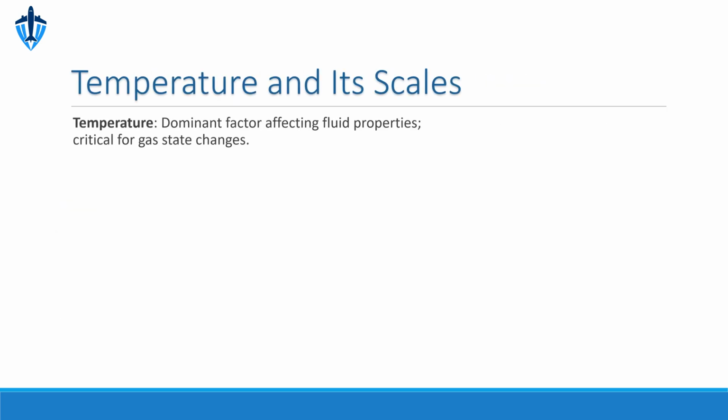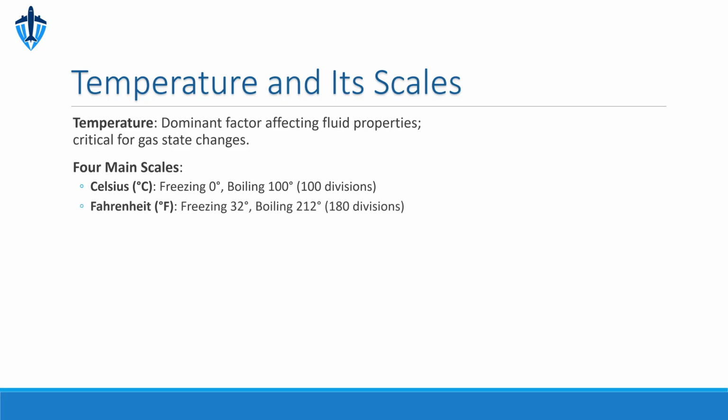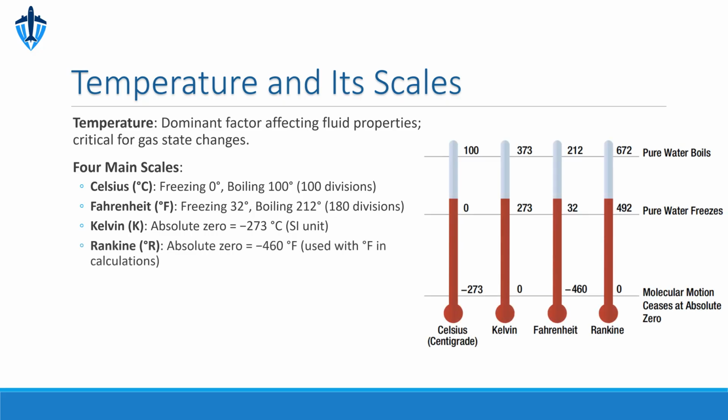Temperature is a key variable in fluid behavior, especially when gases change state. We use 4 scales: Celsius sets water's freezing at 0 degrees and boiling at 100 degrees, with 100 equal steps. Fahrenheit uses 32 degrees and 212 degrees, with 180 divisions. For absolute measurements, Kelvin starts at -273 degrees Celsius, absolute zero, and Rankine at -460 degrees Fahrenheit.